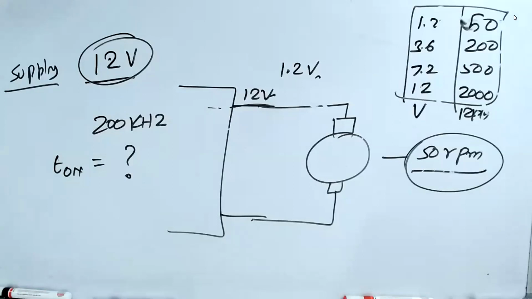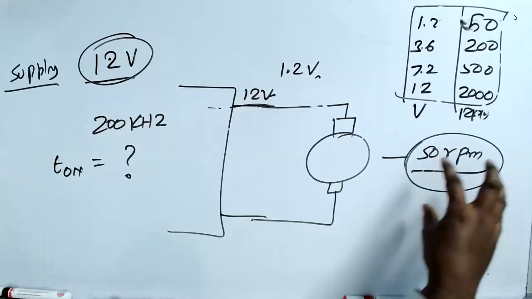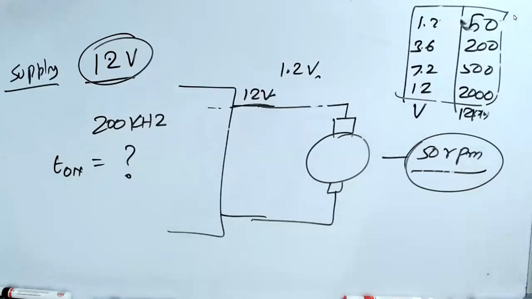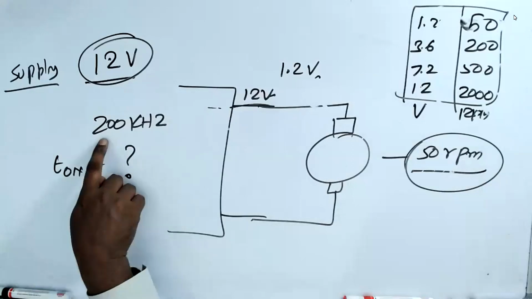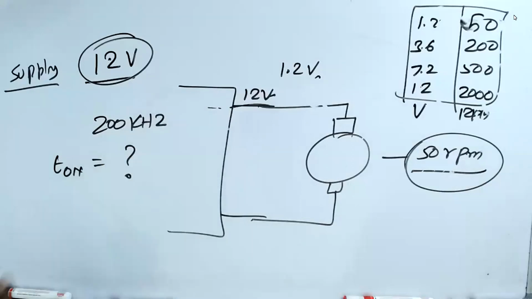I want the motor to rotate at 50 RPM. That's the speed. So in that case, I'm using a clock of 200 kilohertz. Now tell me, what is the T on time? Anybody? Please.